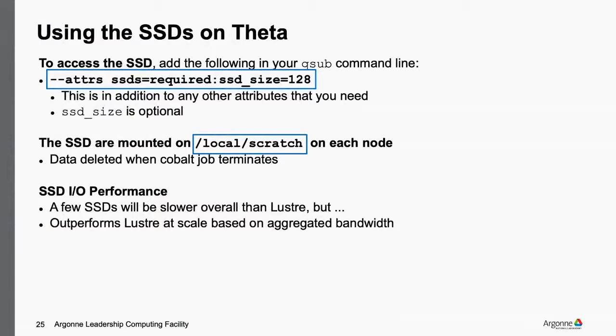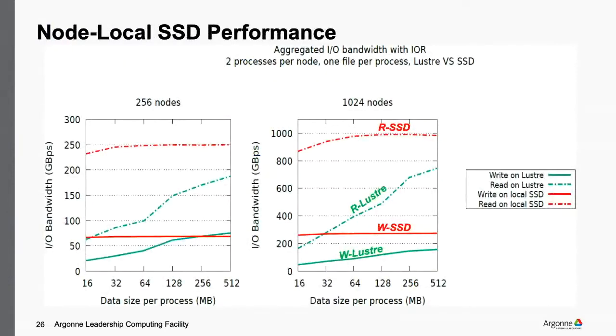And as I said, the reason why you would use this is you can get aggregate performance far exceeding that of the file system once you get the node count to be high enough. If we just look at this left-hand graph, read is the dashed line. You see SSD is significantly exceeding that of Lustre, and then on the right side as well, you can get over Lustre performance when you're using 1K nodes.